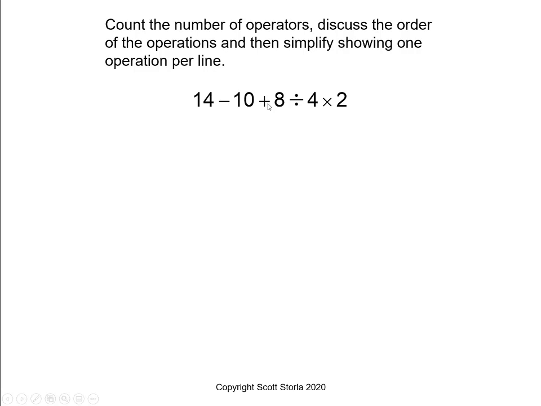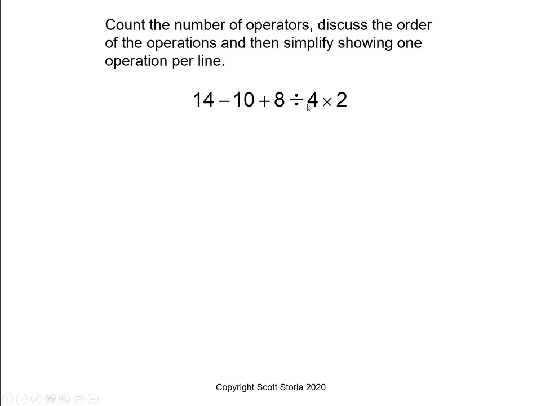Again, we have 1, 2, 3, 4 operators. We would have to divide first and multiply second, and then subtract third and add last. Again, addition and subtraction are equal in importance, and so we do them left to right, just like multiplication and division are equal in importance, so we do them left to right.